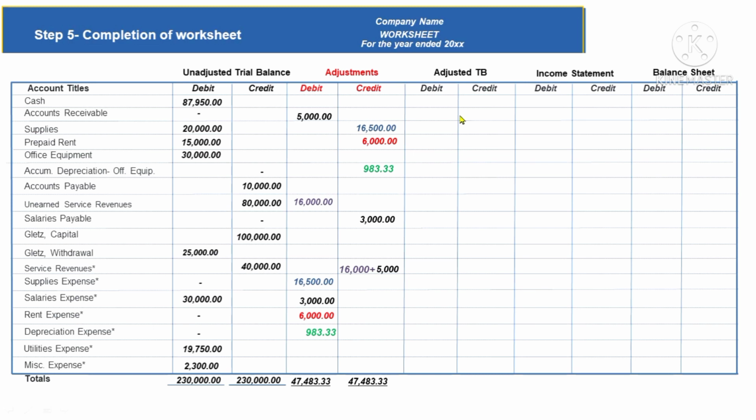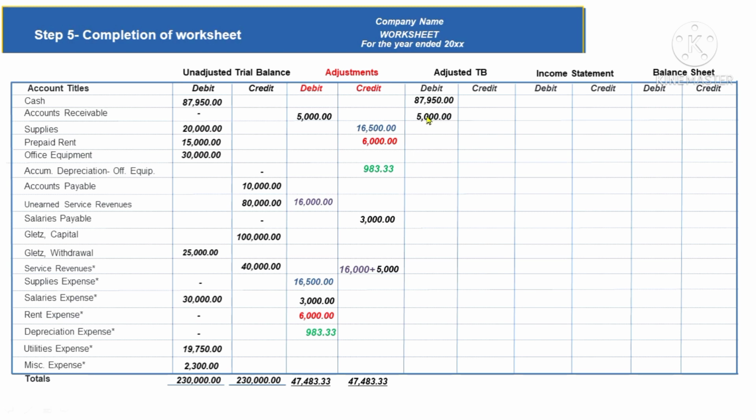But how do we do that? You just have to summarize these four columns. Let's start with cash. On the unadjusted trial balance, we have 87,950, and there are no entries in the cash in the adjustment. So you just need to copy this balance to the adjusted trial balance. So we have 87,950. On the accounts receivable, there is no balance in the unadjusted trial balance, but there is a debit entry on the adjustments. So you also need to copy that one to the adjusted trial balance.